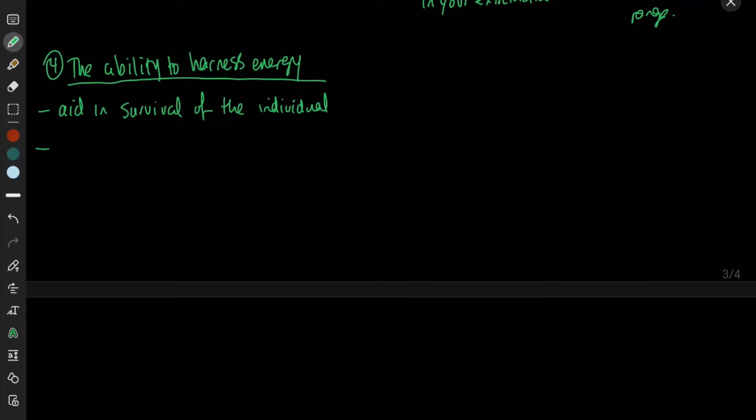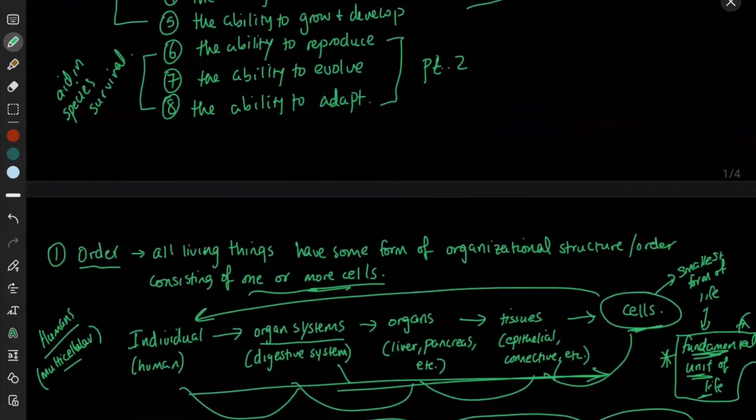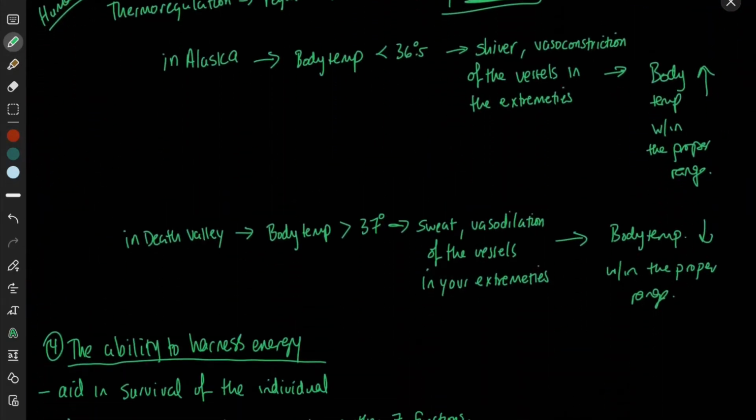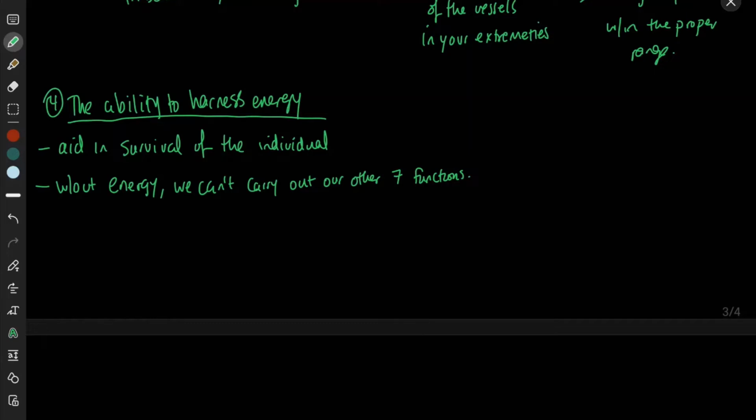So the reason that we have to have the ability to harness energy is that without energy, we can't carry out our other 7 functions, right? Without having energy, you can't really do anything else, except maybe order. Yeah, okay, order is just, I guess, genetic, because it's already established when you're born, but everything else is pretty much dependent on the ability to use energy, or at least the characteristics that are involved in survival of the individual, right? So energy is very important.